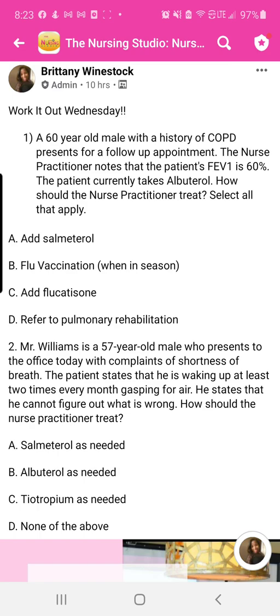So salmeterol, no, because that's a LABA. Albuterol is a SABA. So B is your answer.